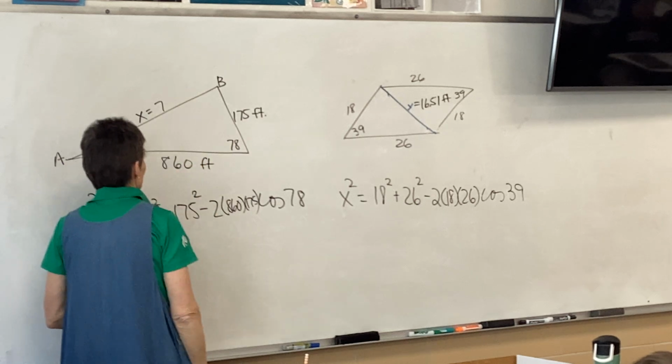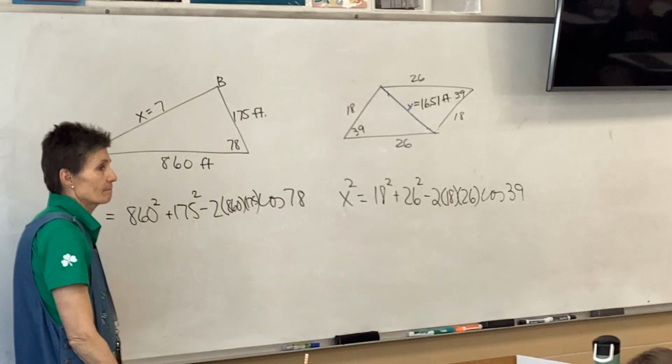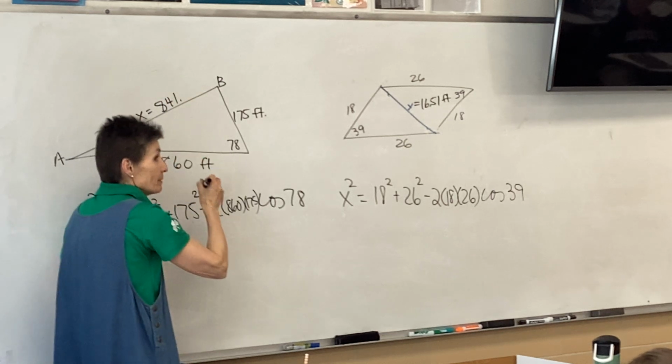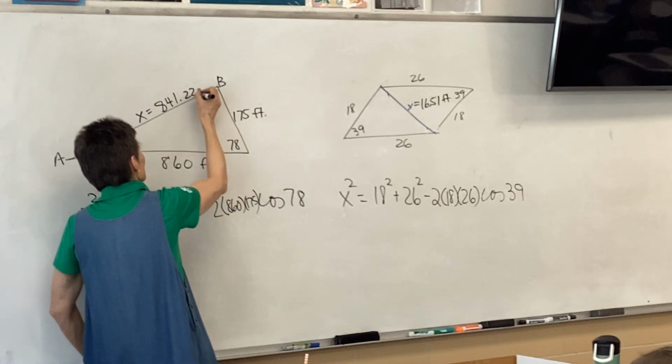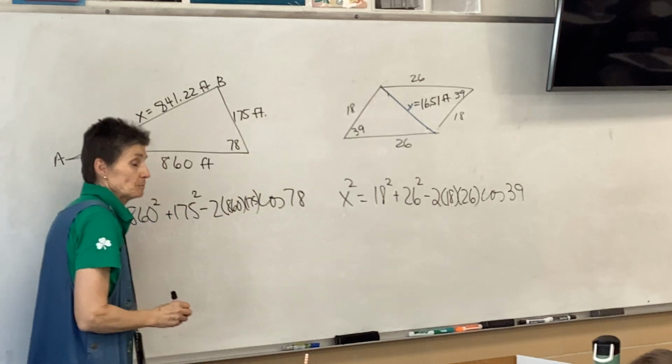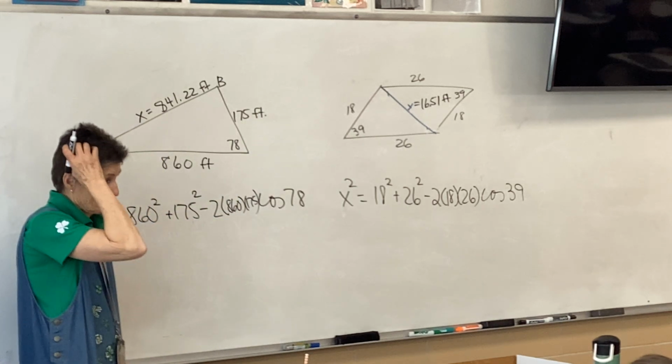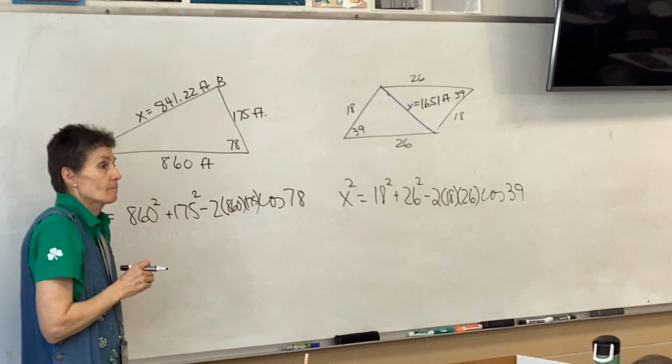707,600. Oh, yeah, I messed up. 840. We know you missed it. 841.22. Oh, I didn't square it. Feet. You're good. 841.22. You're good.